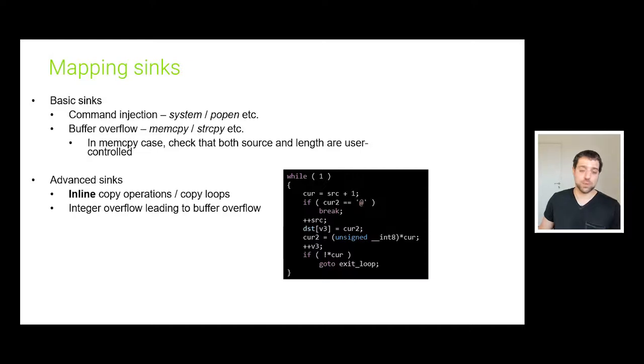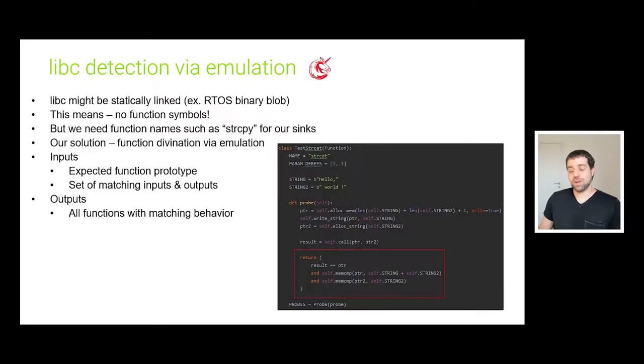So in the real world, you have to take care of such cases. Otherwise, you'll just get false negatives. I talked before about how a lot of the functionality of the scanners relies on knowing the library functions, both for data flow analysis purposes and for mapping out the sinks. So there are a couple of cases. You need to detect libc functions and library functions, basically.